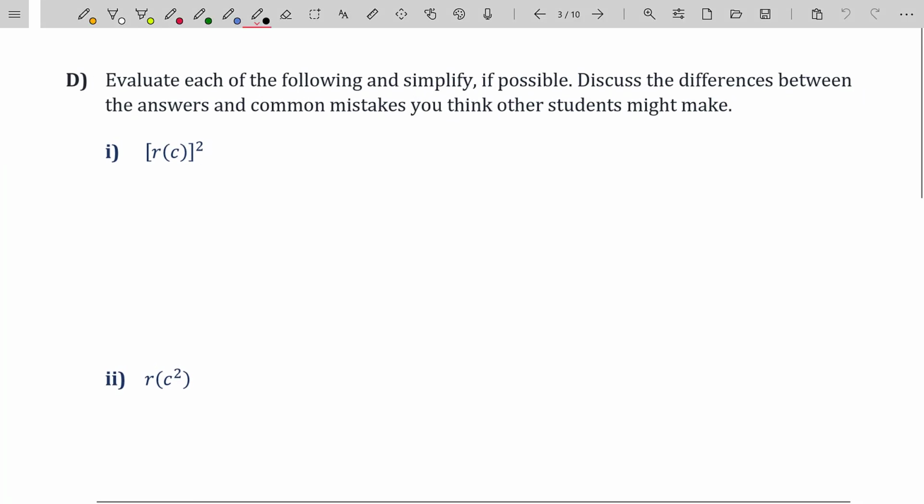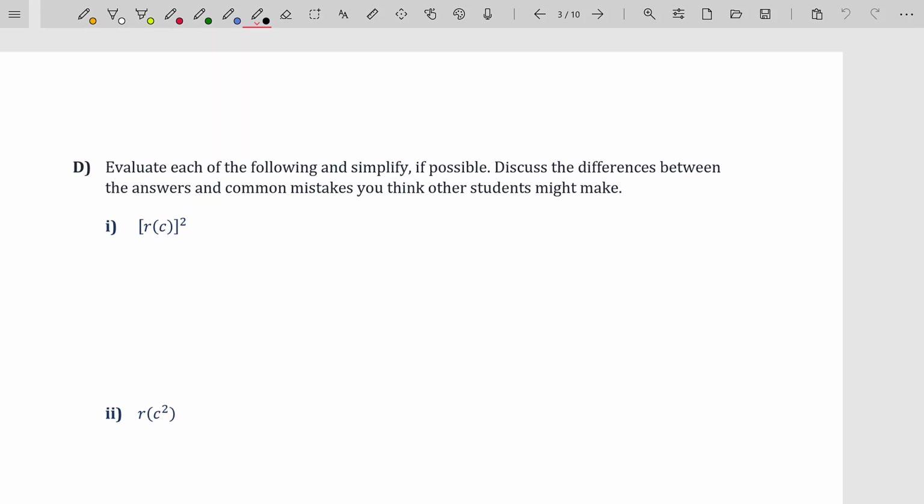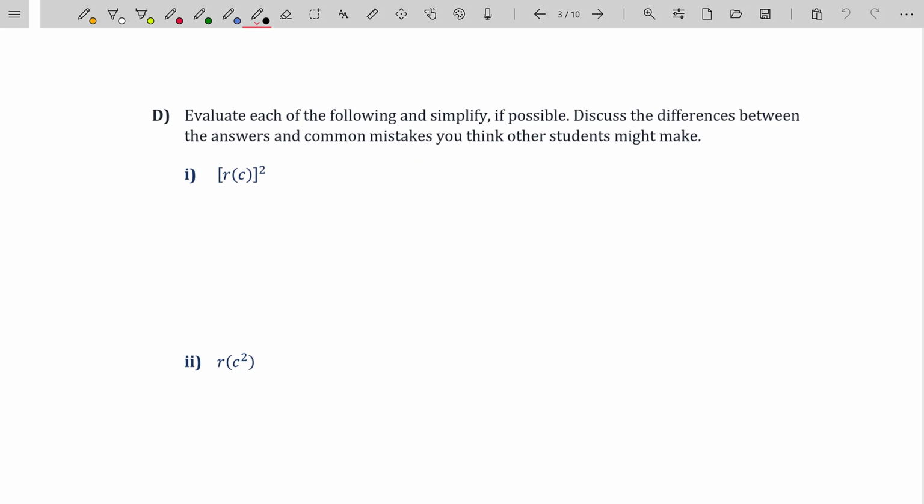All right, now that we're back, let's take a look at part D here. Evaluate each of the following and simplify if possible. Discuss the differences between the answers and common mistakes you think other students might make. Well, first thing I should do is rewrite the function. So I've done that off to the right-hand side there.